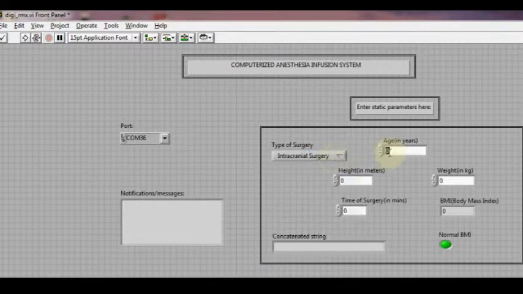The rest of the parameters include the age, the height, and the weight. The time of surgery is then entered.